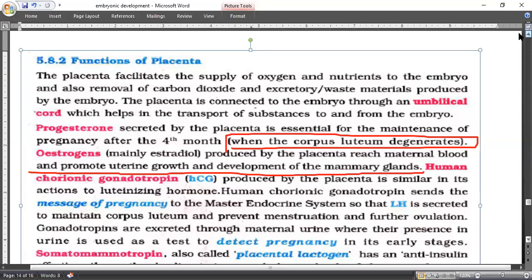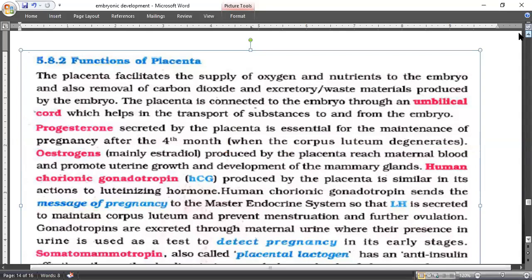Next, another hormone, human chorionic gonadotropin, produced by the placenta, is similar in its actions to luteinizing hormone of the pituitary gland. Human chorionic gonadotropin sends the message of pregnancy to the master endocrine system, so that LH is secreted to maintain the corpus luteum and prevent menstruation.